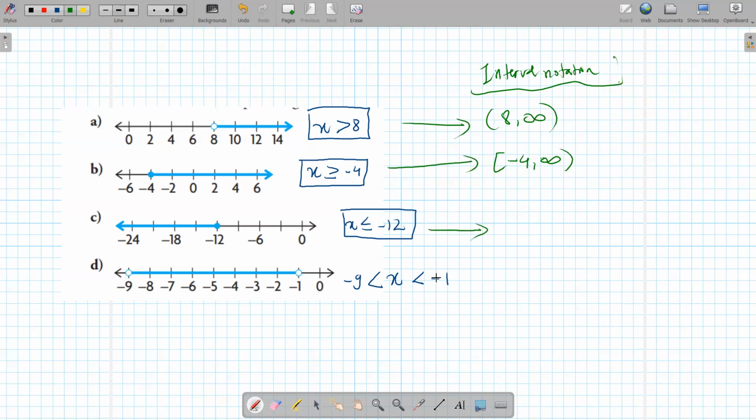It's going to be between something and something. If you keep extending this number line, you'll get to -infinity on the left, yeah? You always have a lower bound and an upper bound. So for C, x can be anything from -infinity to -12. Inclusive means a square bracket, right? What about D?